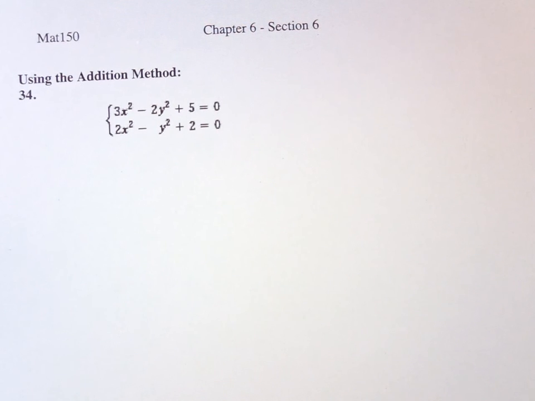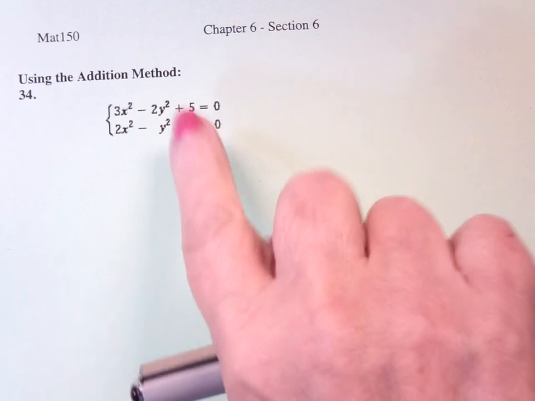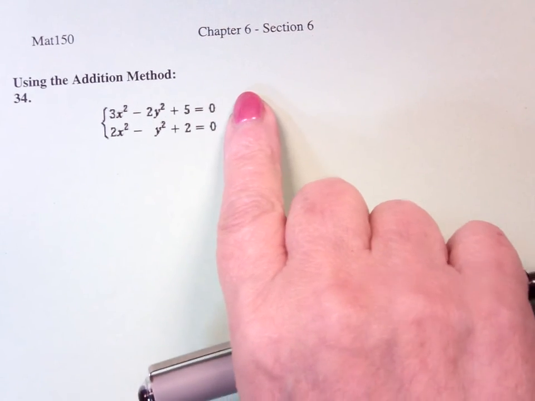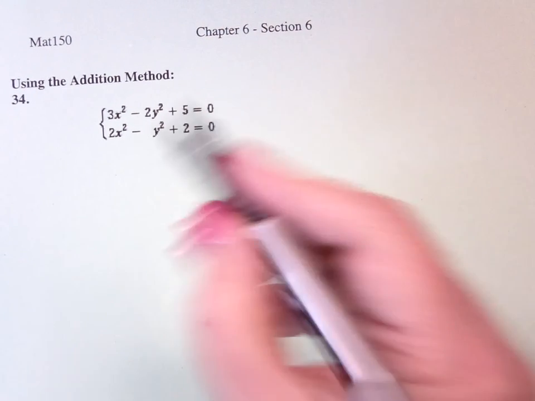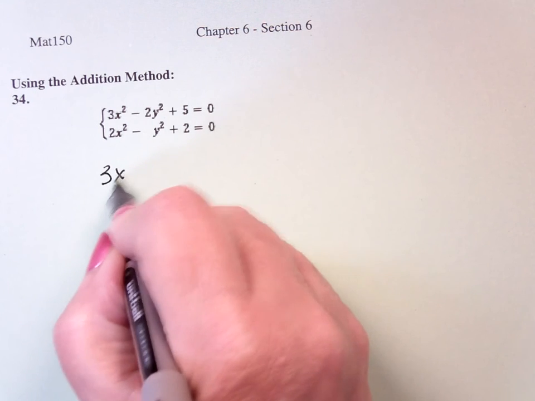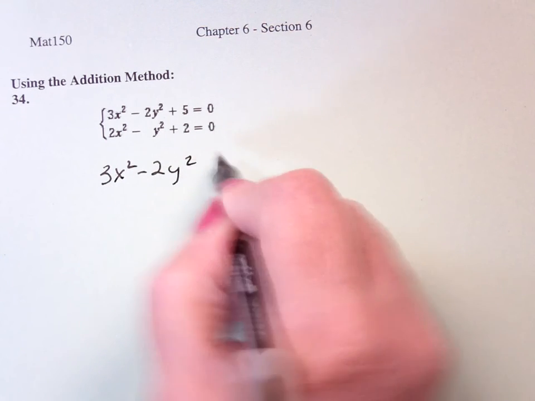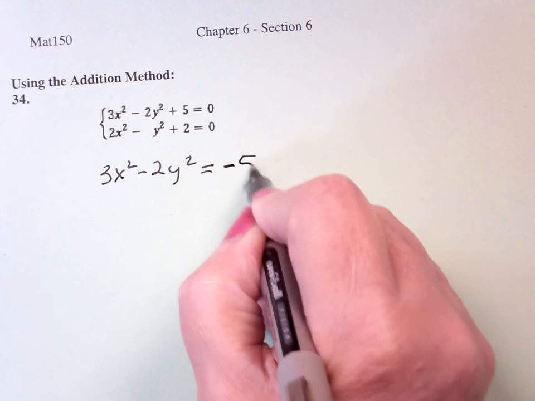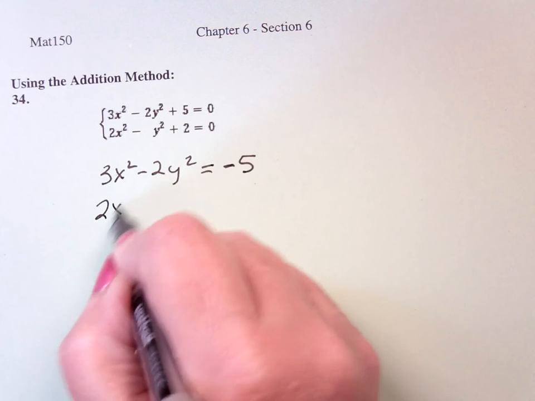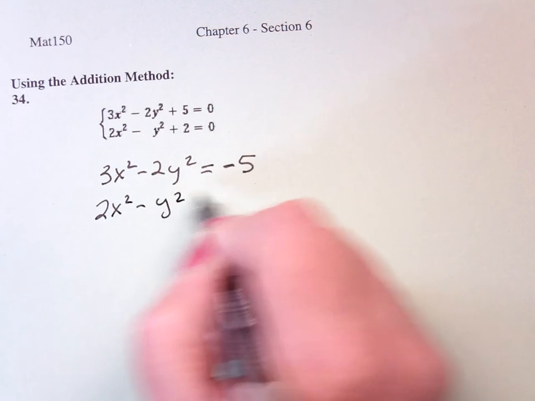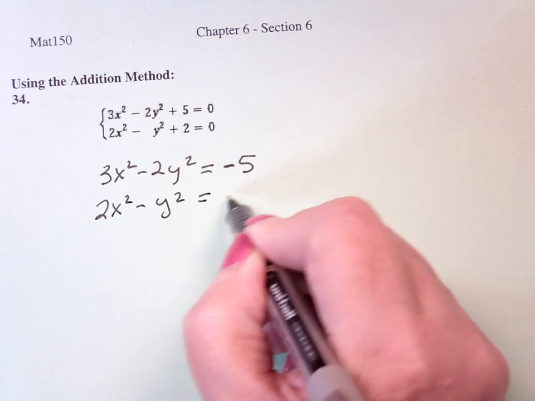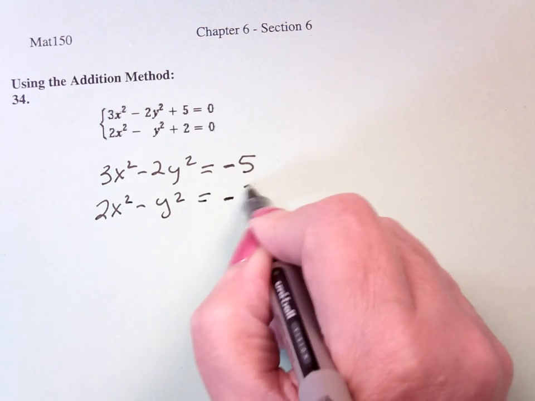I say using the addition method. And why would I say that? Well, these two, I have to rewrite this system. And the equivalent system is 3x squared minus 2y squared, kick the constant to the other side, and 2x squared minus y squared equals, kick the constant to the other side.